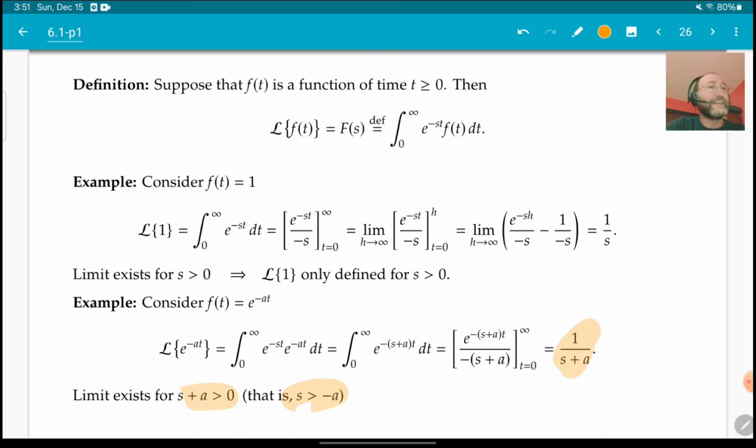If a is, let's say, minus 5, so it's e to the 5t, then s should be bigger than 5. It's not even like s equals 0 or close to 0 would be good enough. You'd need it to be bigger than 5, right? But once s is large enough, then this is defined, and it's 1 over s plus a. All right, so now we know how to transform 1 and the exponential.